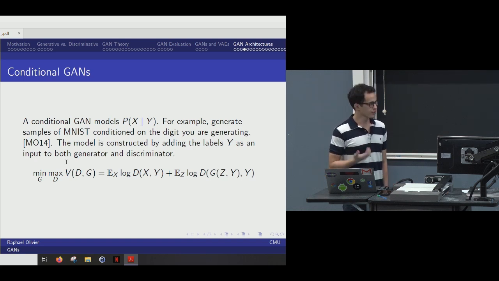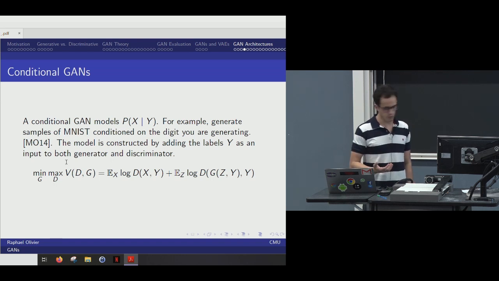So the way to get that is pretty straightforward. It's just that the generator is going to take as inputs not only the random z, but also the label. And the discriminator is also going to take the label so that it's able to say not only this image is realistic in the data set, but also it's realistic conditioned on that label.